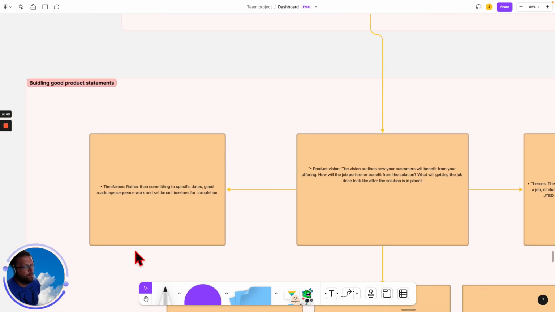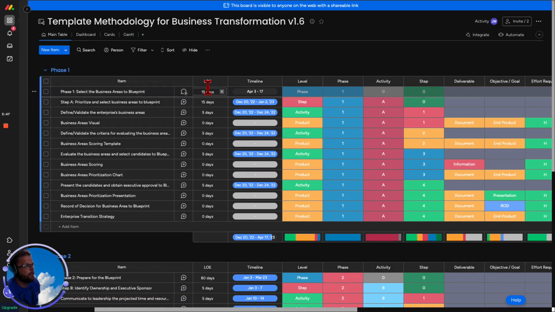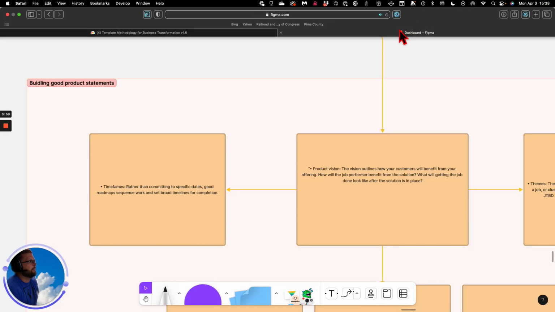and what are your time frames? Now, if we look at this board here, we have set some time frames: 15 days, 15 days, 5 days, 0 days. And we want to make sure that we're looking ahead, and this lets us balance our levels of effort about what we're doing, how we're doing it, and where we need to place our energy. So let's come back to this dashboard.